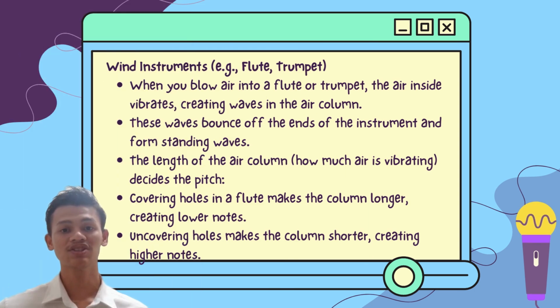Next, for wind instruments like flute and trumpet. When you blow air into a flute or trumpet, the air inside vibrates, creating waves in the air column. This wave bounces off the end of the instrument and forms a standing wave. The length of the air column, which is how much air is vibrating, decides the pitch. Covering holes in a flute makes the column longer, creating a lower note, and uncovering holes makes the column shorter, creating higher notes.